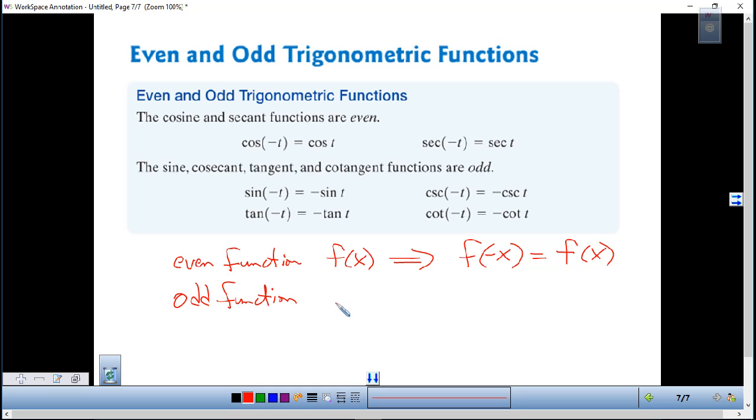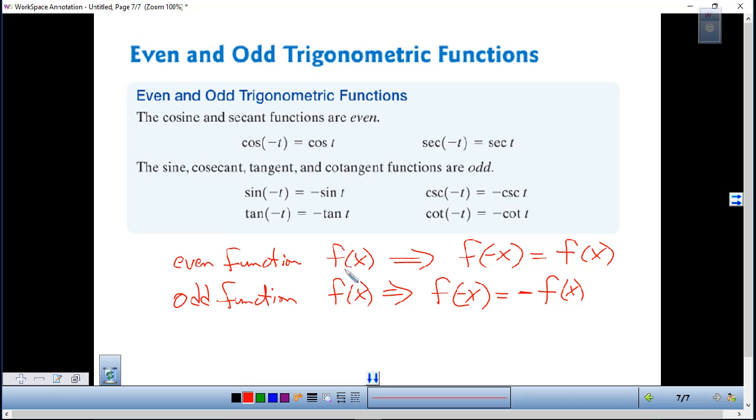Now an odd function is very different. If we have an odd function f of x and we plug in a negative x value, it's going to change the value we started off with to make it a negative. So we can still calculate just plain old f of x, but we're going to have to throw a negative in front of it if we know it's an odd function.